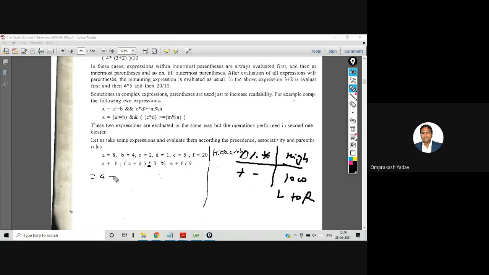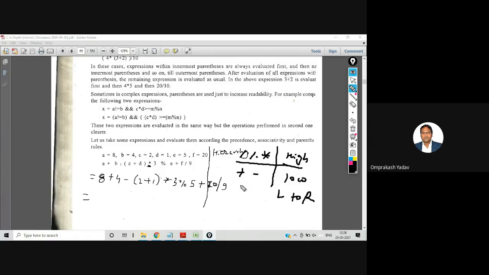So A plus, and first I'll write it with the numbers. A is equal to 8, B is equal to 4, minus C is 2, D is 1, then into 3 mod E, which is 5, and then plus F, which is 20, divided by 9. Okay, 20 divided by 9.